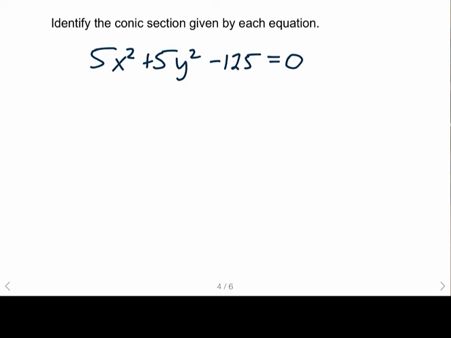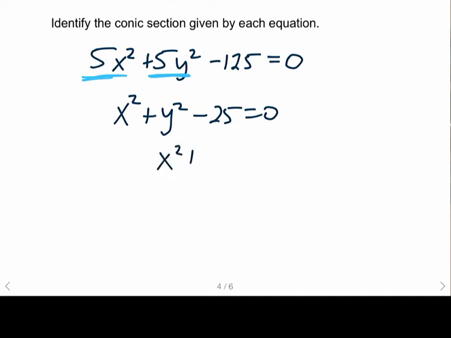Next up, 5x squared plus 5y squared minus 125 is equal to 0. I notice that the coefficients of x squared and y squared are both 5, so we have a circle. Probably. Okay, this is where I'm going to let you know when things might get a little weird. First off, I see 5s everywhere. I'm going to divide by 5, so I have x squared plus y squared minus 25 is equal to 0, and then add 25 to both sides. x squared plus y squared is equal to 25, and now I know that this is a circle centered at the origin. Radius is 5, all good.